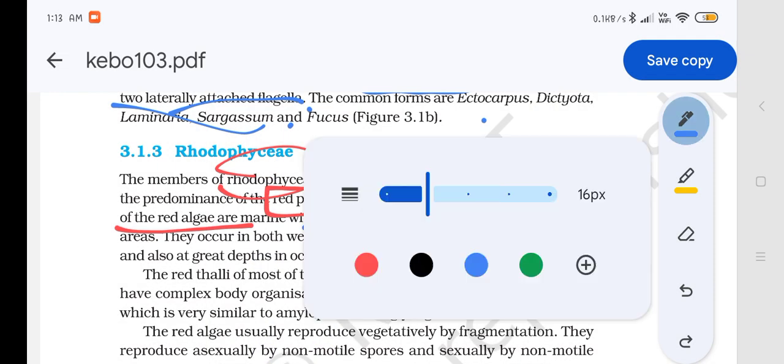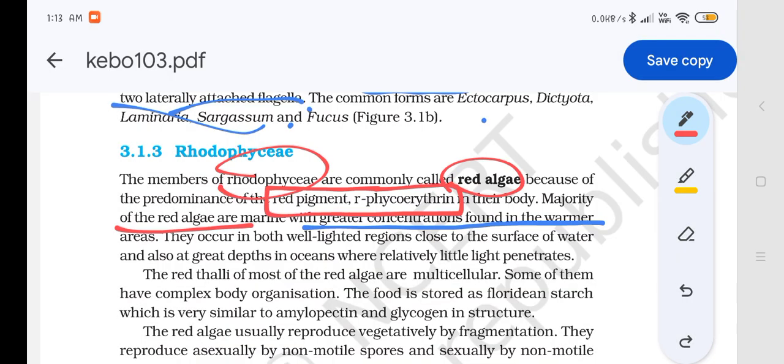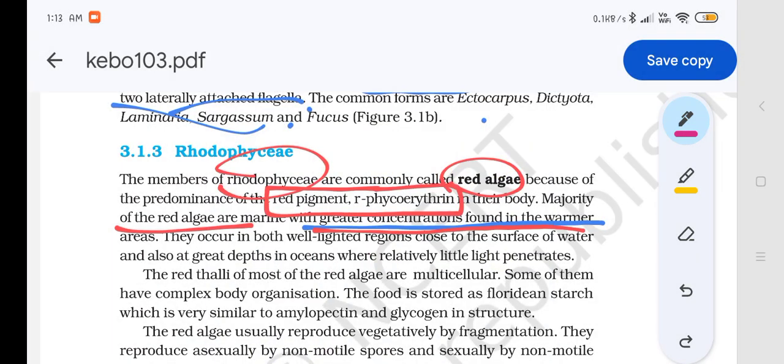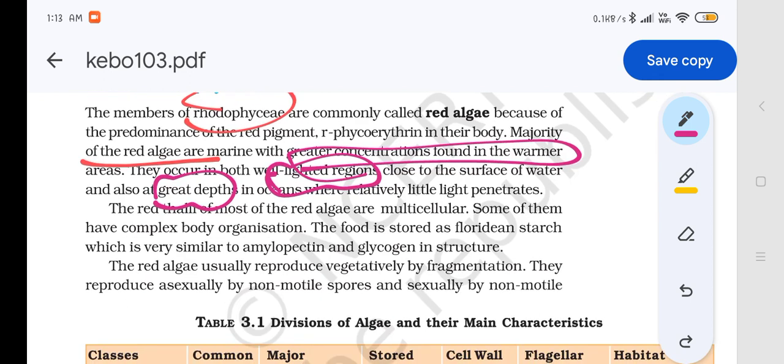found in the warmer areas. They occur in both well-lighted regions close to the surface of water and also in the depths of the ocean, where relatively less light penetrates.